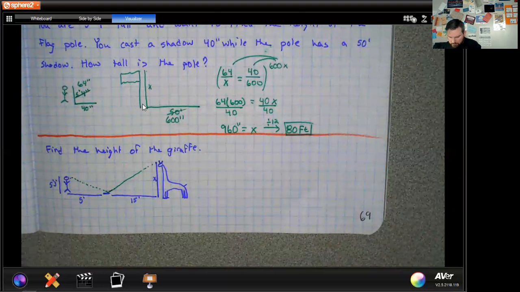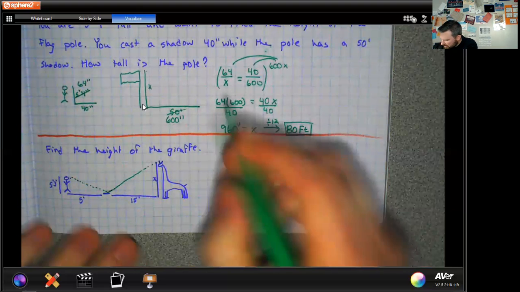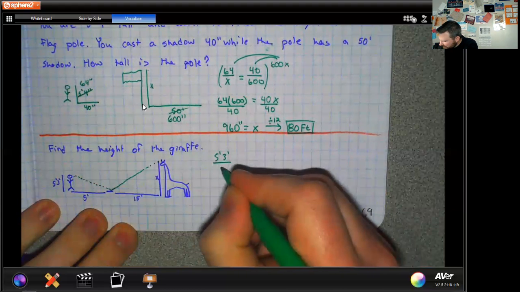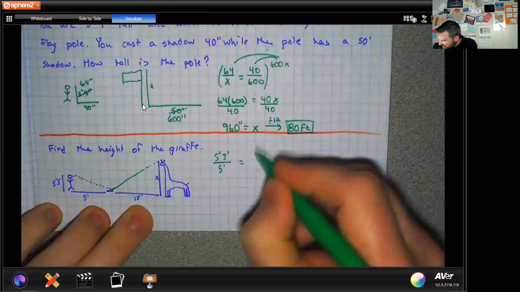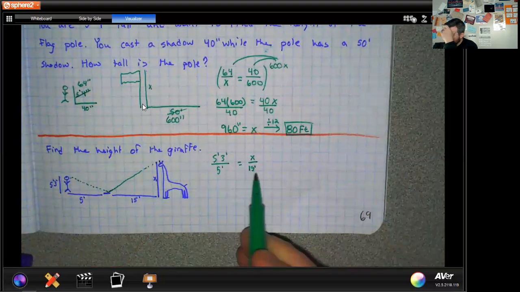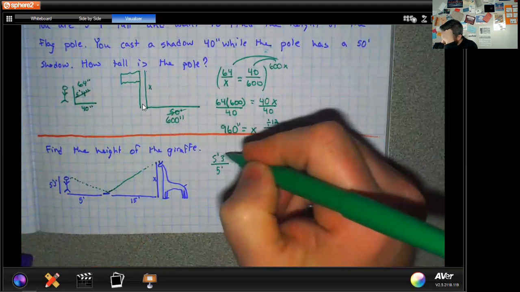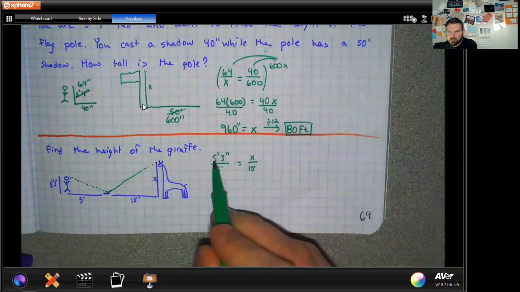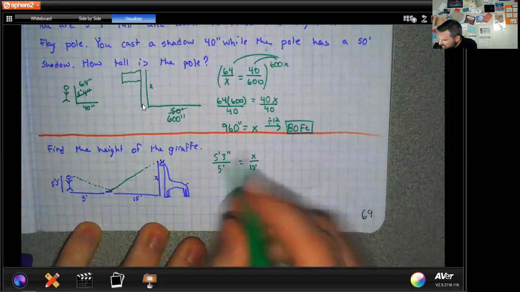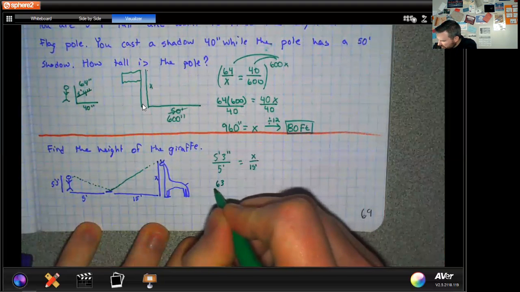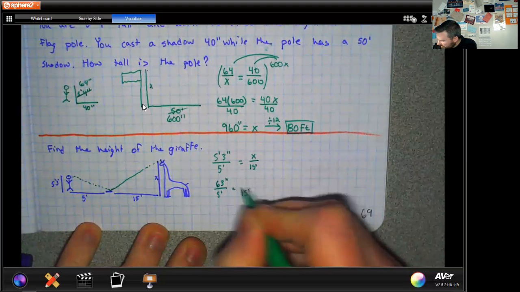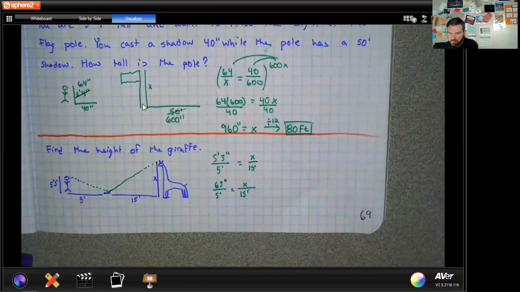So again, we're going to look at our ratio here. So I have 5 foot 3 inches over 5 feet equals X over 15 feet. Now these two are fine being in feet, but I can't have feet and inches in one label. So I'm going to change this to inches. So 5 times 12 is 60 plus 3. So that's 63 over 5 feet equals X over 15 feet. Now X will be in inches and we can convert that.